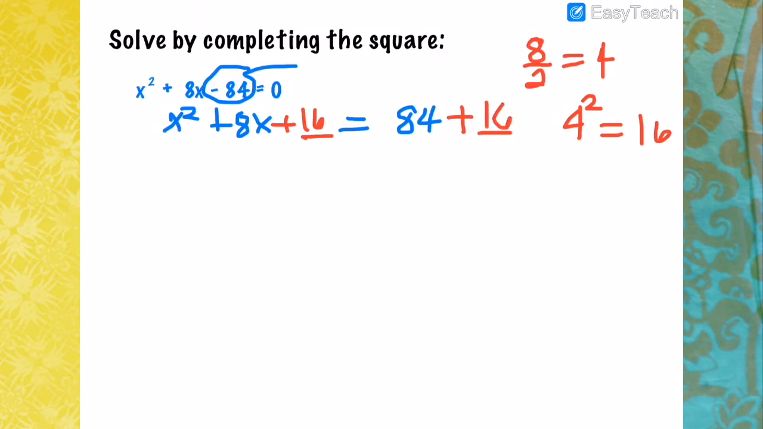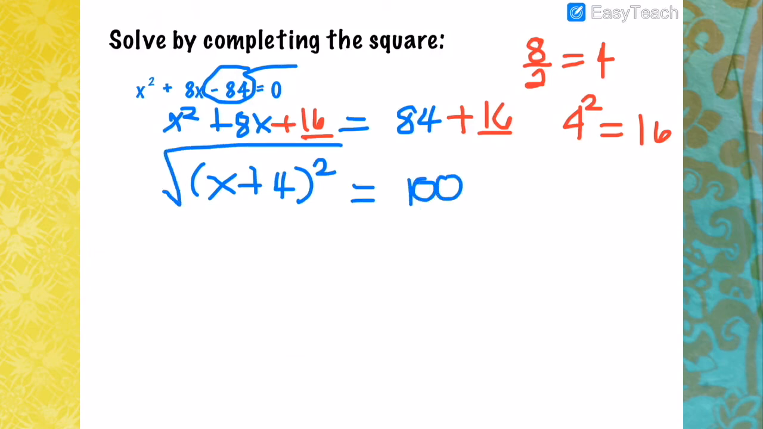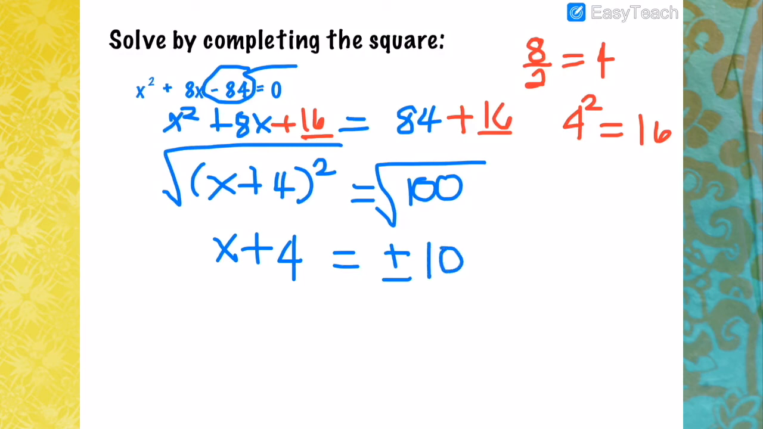Once we have added 16, then we factor out: x plus 4 squared equals 100. Then we take the square root. That will be x plus 4 equals plus minus 10. Then we transfer plus 4 to the other side of the equation to solve for x. So x equals negative 4 plus minus 10.